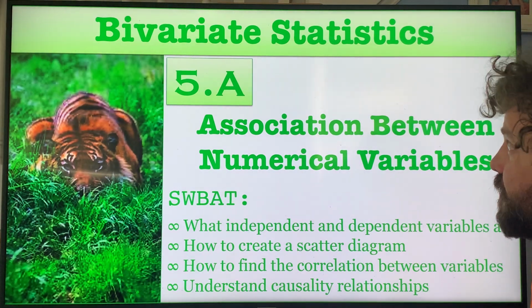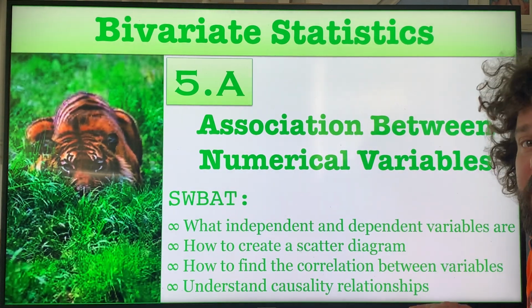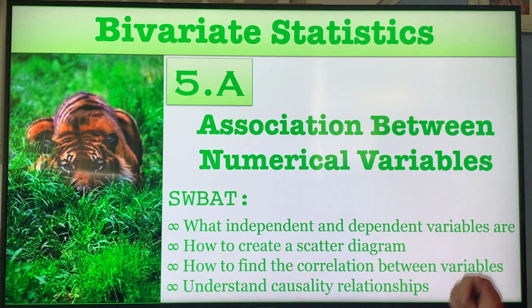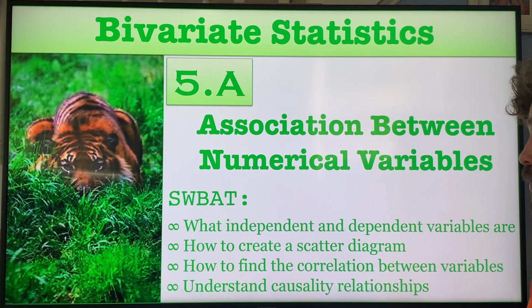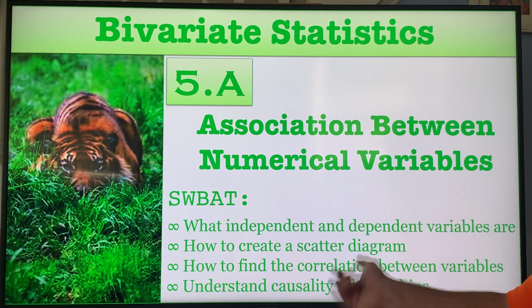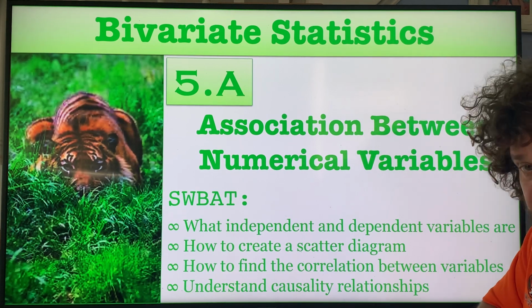This is chapter 5, and it is a very interesting and very important chapter. Today we're going to cover 5.A, which is the association between numerical variables. Right? So our goal today is to learn what independent and dependent variables actually are, how to create scatter diagrams, which you should already know how to do, how to find the correlation between different variables, and this is on an XY axis or a double axis, and understand the causality relationships, the different types.